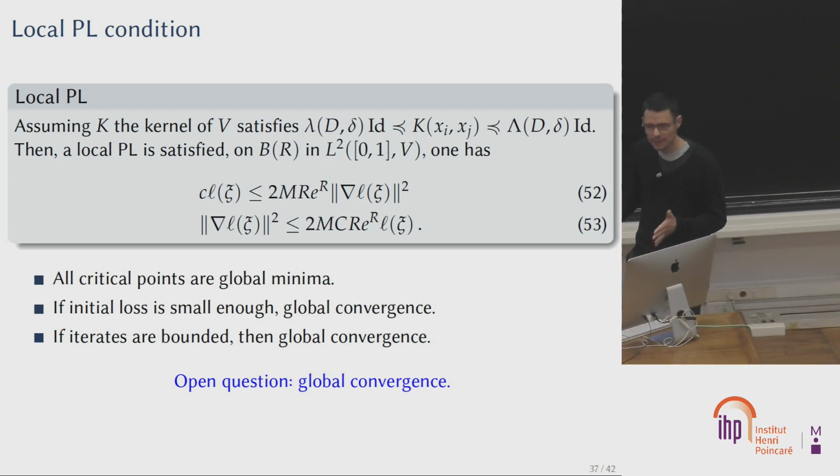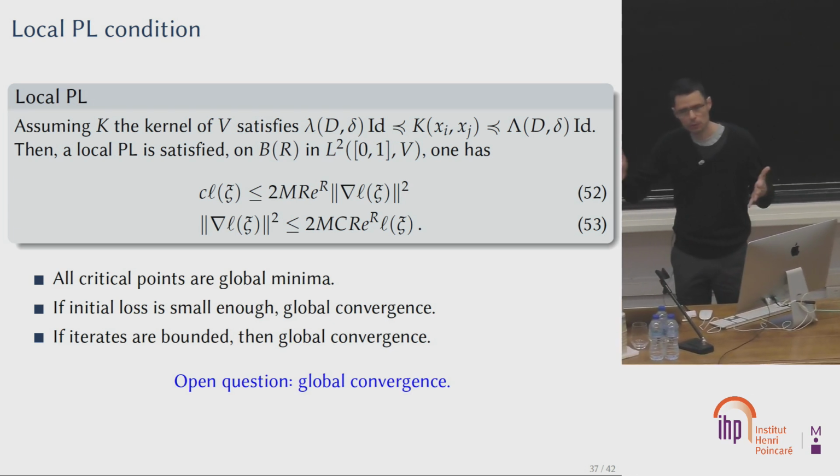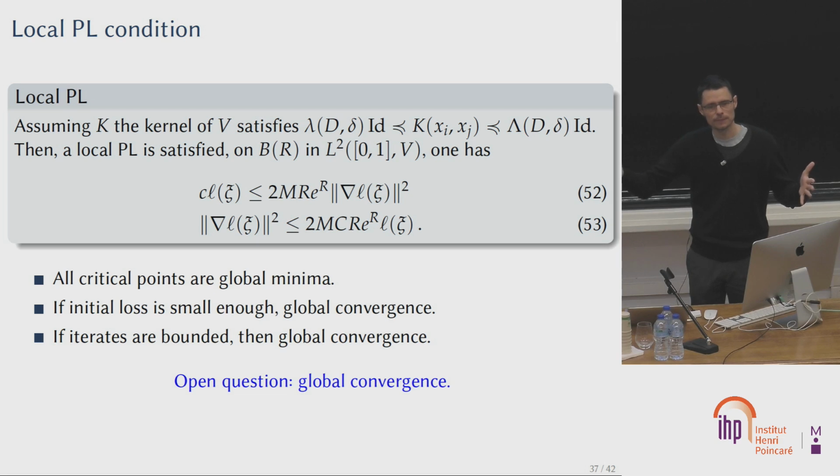The problem is that we only have a local Polyak-Lojasiewicz inequality. And so it tells us that if the iterates of the gradient descent are bounded, then it's going to converge exponentially to the minimizer. But we don't know a priori how to have guarantees on the fact that the iterate is going to be bounded. Okay?